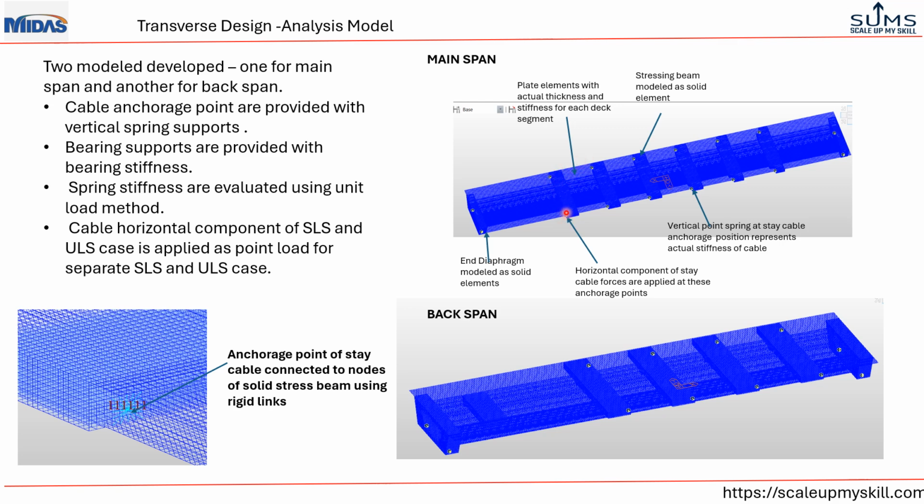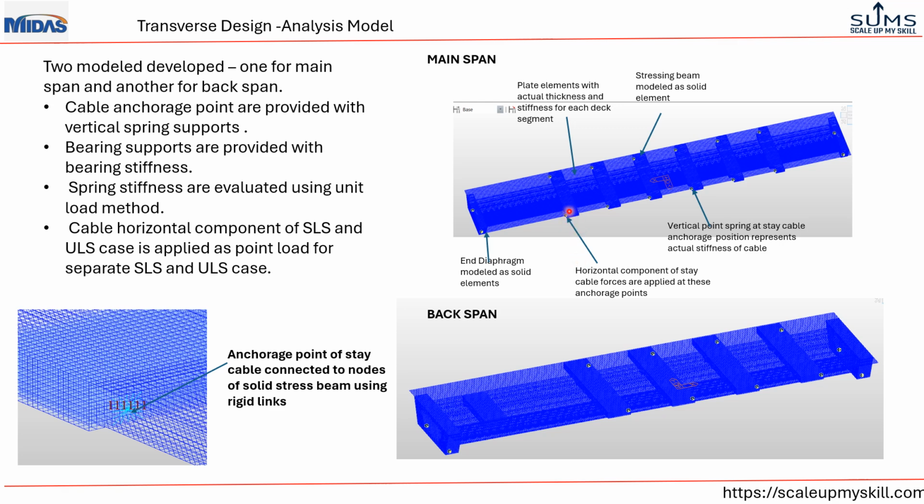The location where the stay cable is going to be anchored is supported with vertical spring stiffness, and the stiffness of those locations is evaluated in a separate model using a unit load method, where a unit load is applied at the location of cable anchorage, and the deflection of the deck at that particular node is determined, and based on that the stiffness is evaluated.